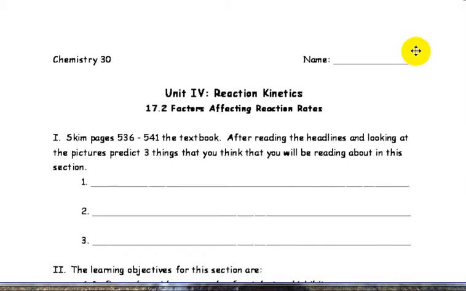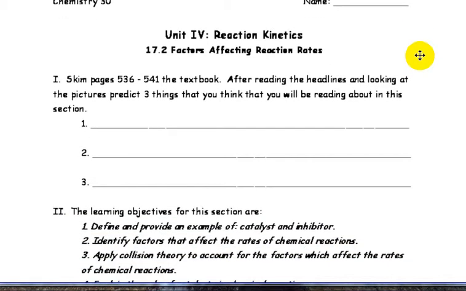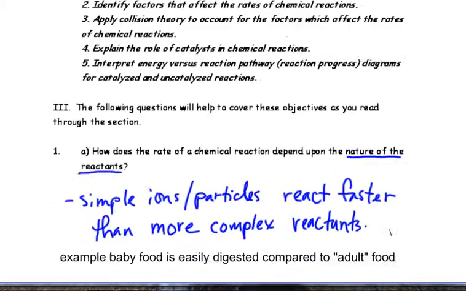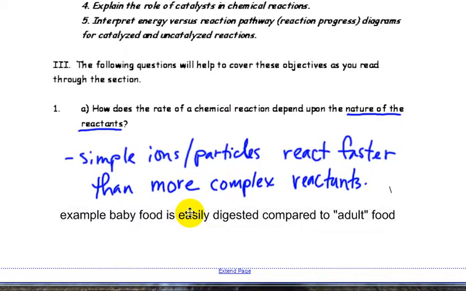Welcome back, Chemistry 30. This is the second booklet in Unit 4, 17.2, Factors that Affect Reaction Rate. So we'll look at examples of catalysts and inhibitors, identify the four factors that affect the rate of a chemical reaction, apply collision theory to account for the factors which affect the rate, explain the roles of catalysts in a chemical reaction, and interpret energy versus pathway diagrams like we did in the previous booklet for catalyzed and uncatalyzed reactions.